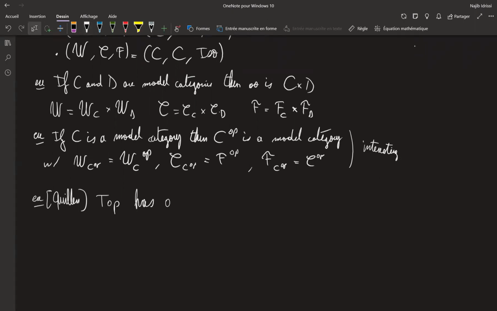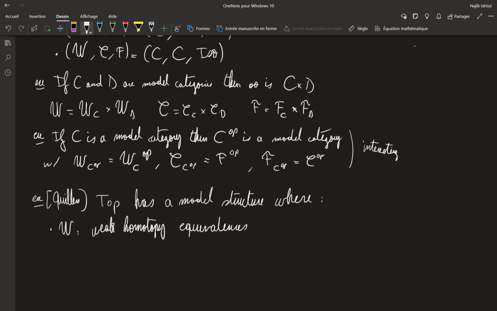Anyway, so this category has a model structure where W, so weak equivalences, are weak homotopy equivalences. And of course, I write example here. It should be more of a theorem, right? Fibrations are Serre fibrations. Okay.